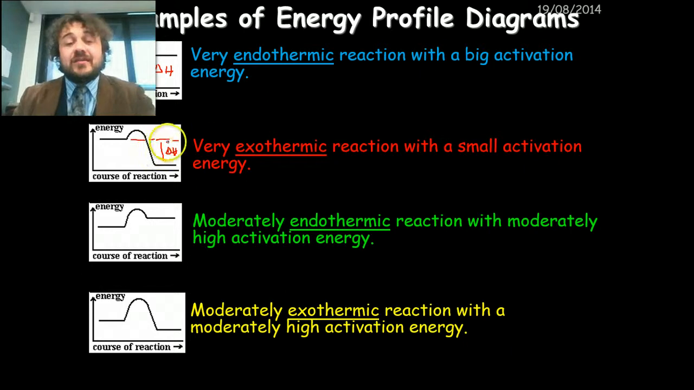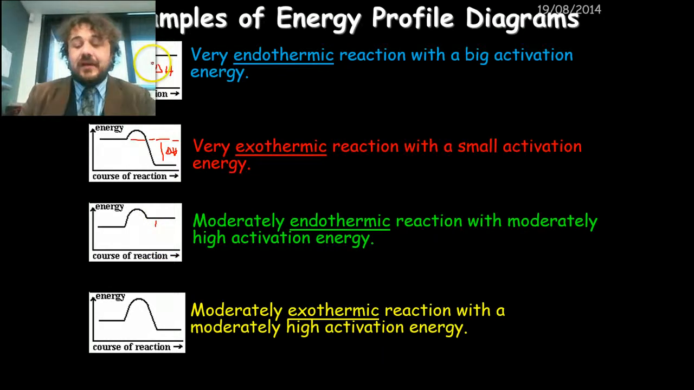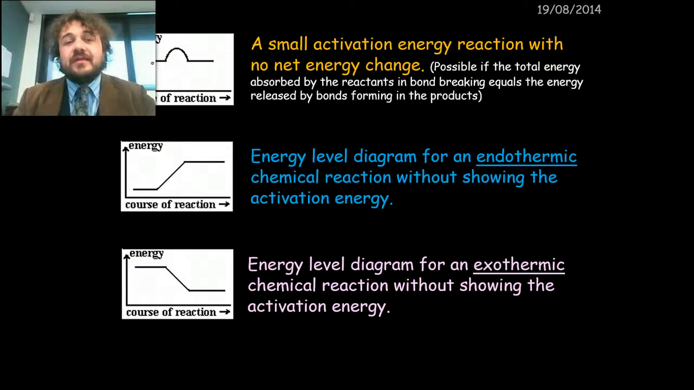Okay, so here's an extremely exothermic and here is a moderately exothermic. And here's an extremely endothermic and here's a moderately endothermic. You can see there that delta H is much smaller there than it is there. Alright, so basically here we've got a small activation energy with no net energy change. In other words, it's neither exothermic nor endothermic, it's equal on both sides.